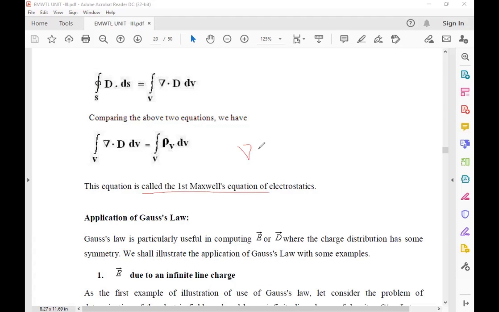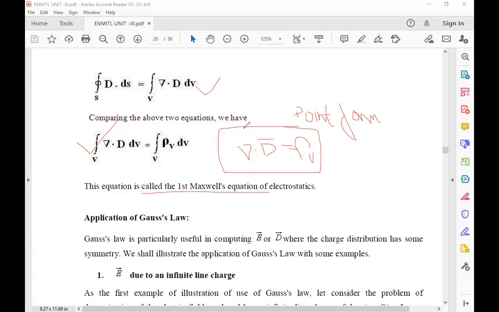So del dot D bar. Both sides you can remove the volume integral. Del dot D bar is equal to rho v is the point form, or differential form, we are seeing. Maxwell's first equation, the point form, del dot D bar is equal to rho v, or in the integral form, integral D bar dot dS bar is equal to the volume integral of rho v dv, which is the volume integral of del dot D dv.